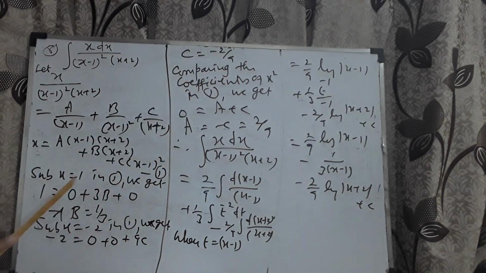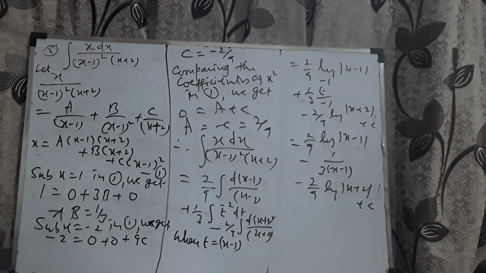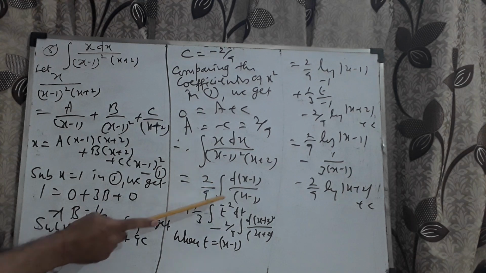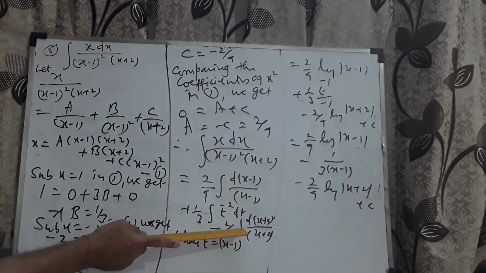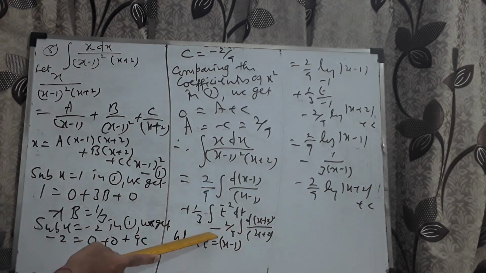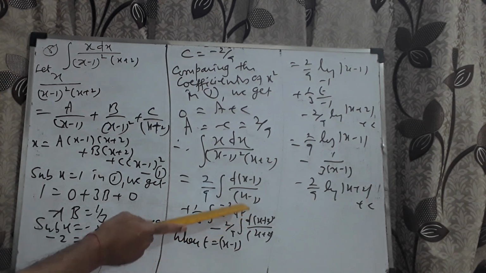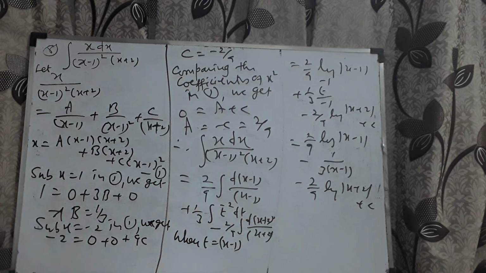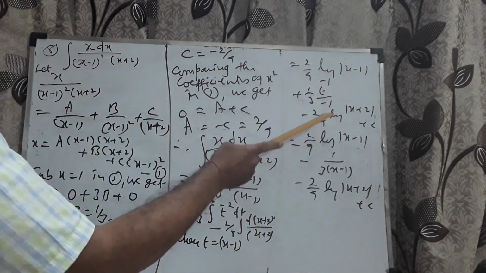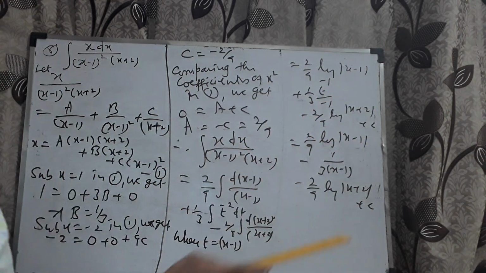Compare the coefficient of x square, 0 is equal to A plus C, A is equal to minus C, which is 2 by 9. The whole integral now becomes 2 by 9 integral d of (x minus 1) by (x minus 1). The last one becomes minus 2 by 9 integral d of (x plus 2) by (x plus 2). Middle one, B is 1 by 3 here: 1 by 3 integral t power minus 2 dt where t is x minus 1. This is dx by (x minus 1) whole square, which can be written as t power minus 2 dt where t is x minus 1. So, 2 by 9 log mod (x minus 1) plus 1 by 3 t power minus 1 by minus 1, minus 2 by 9 log mod (x plus 2) plus C.